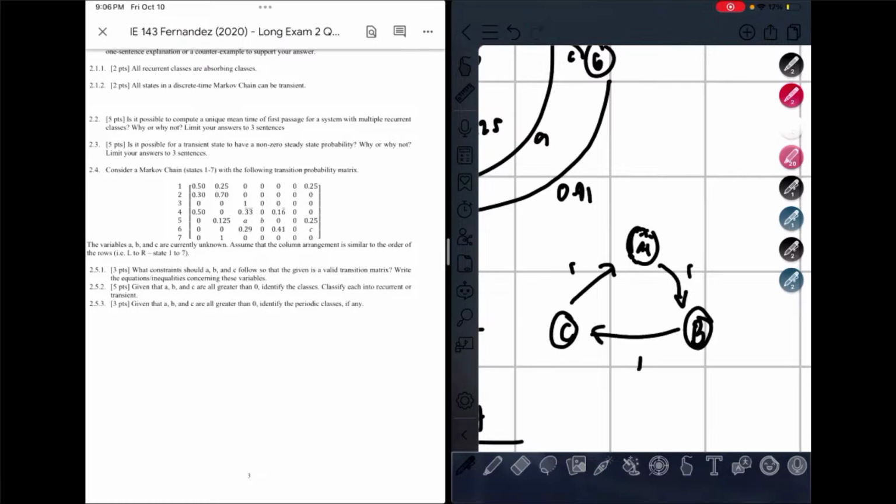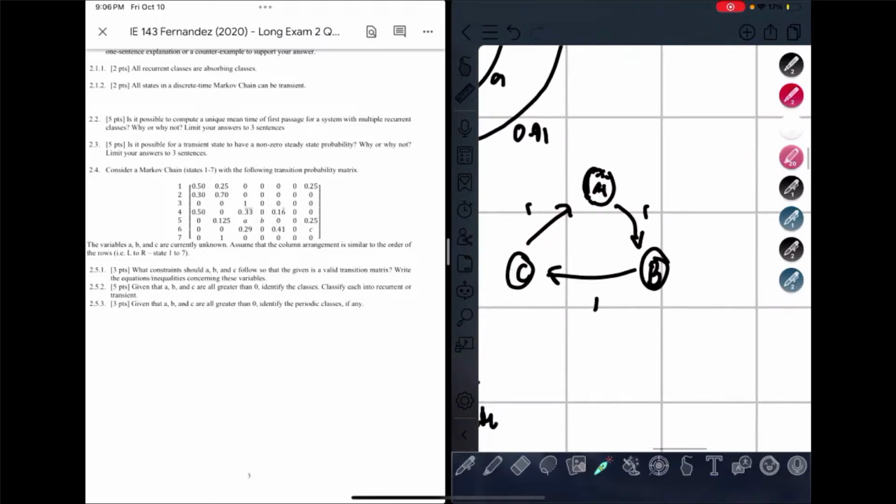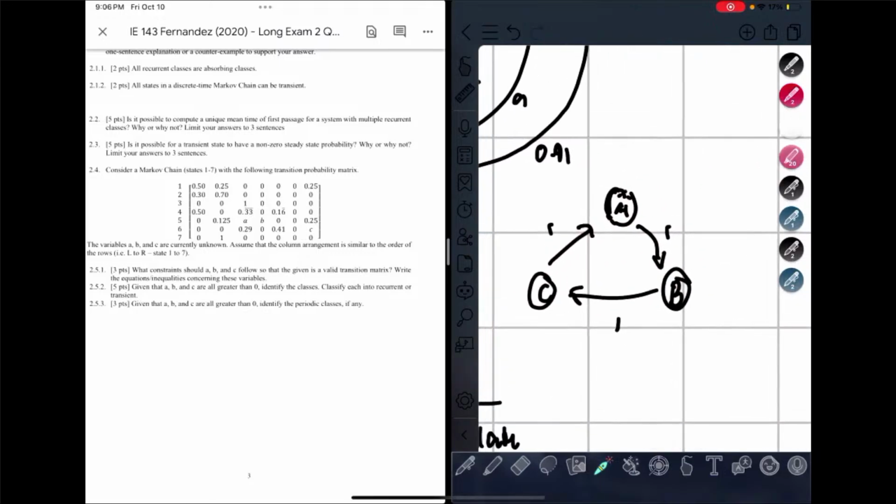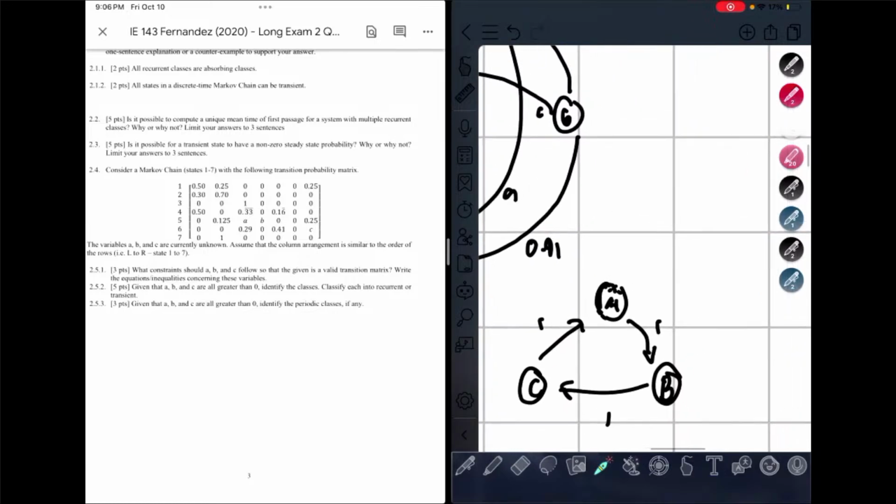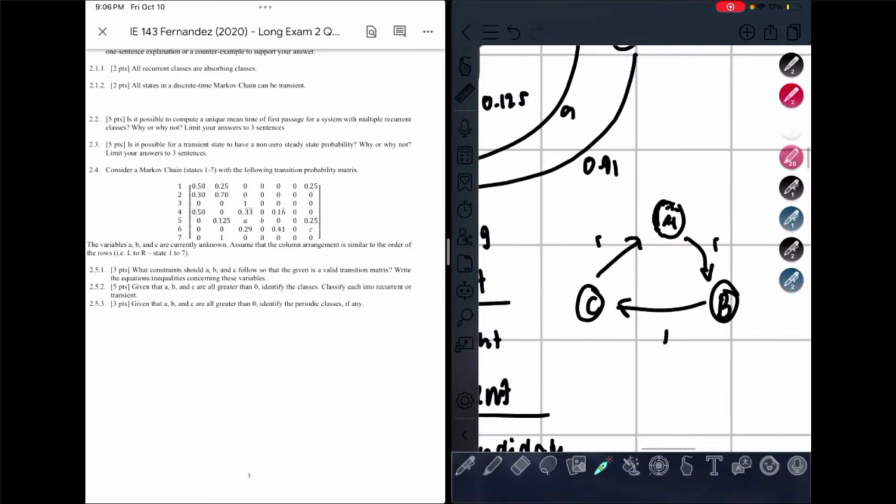Yan. So very simple example. The amount of time it takes to go from A back to A is always 3. Right? The amount of increments. 1, 2, same with B. 1, 2, 3. Same with C. So meaning this is periodic with t equals 3.